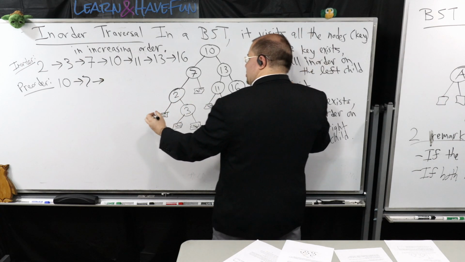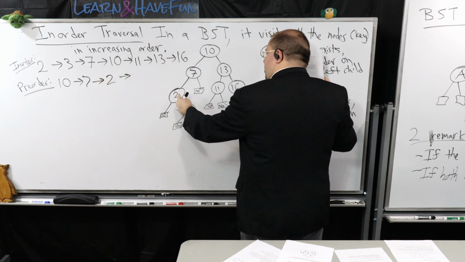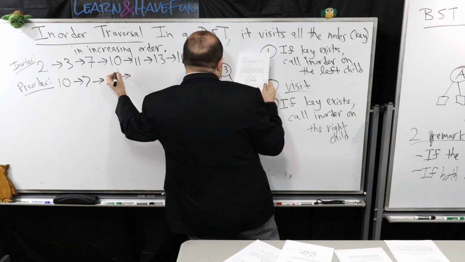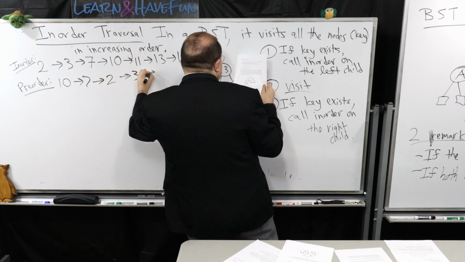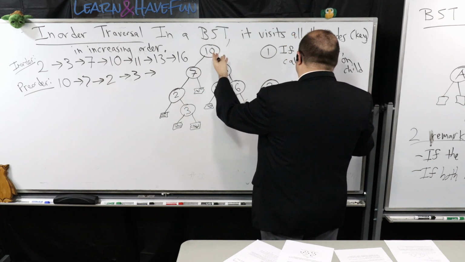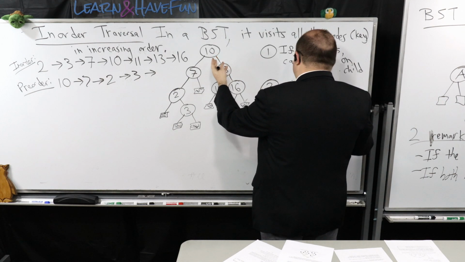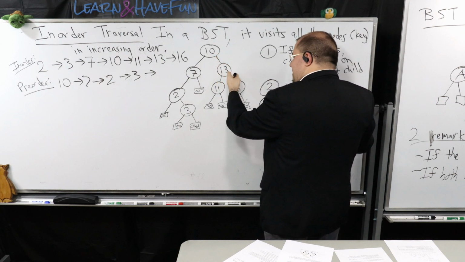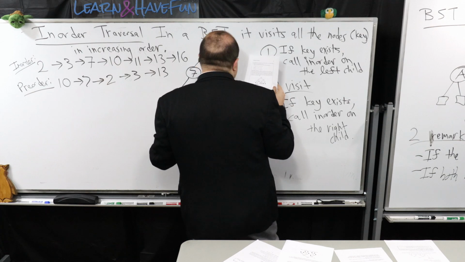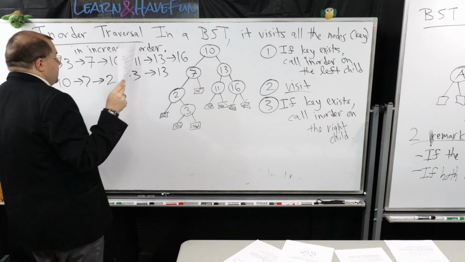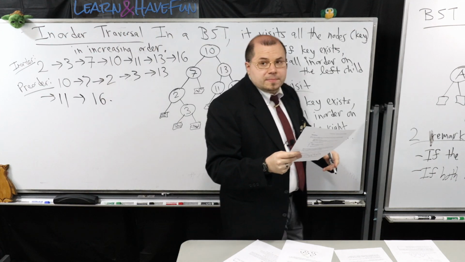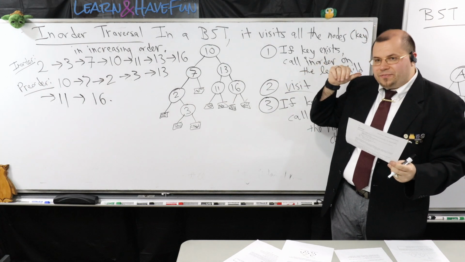Okay, then I got 2. Then, okay, I can't go left anymore. I'm going to go right. So I get 3. Then I'm done there. I go back up. Okay, so now I need to go right, right? Because that's the next child over. So I got 13. So I got 3, 13. And then I go left first, 11. And then I go 16 left. So remember, I visit myself first before my children.